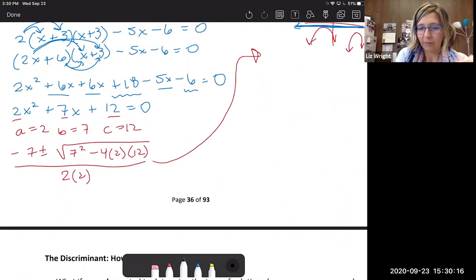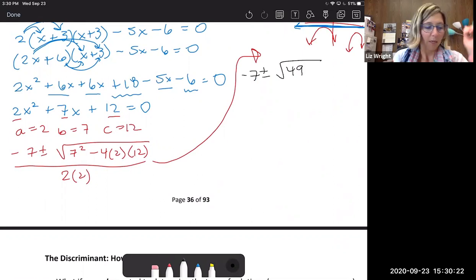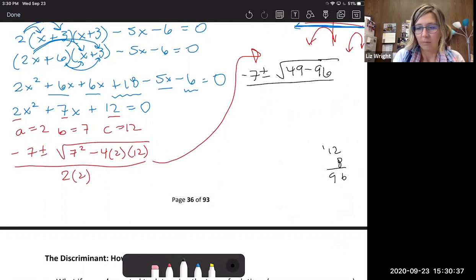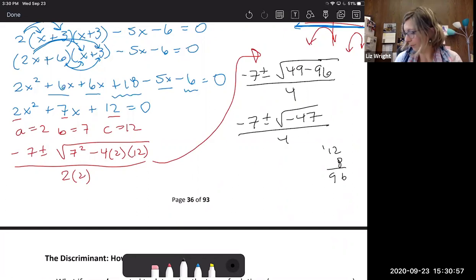So then we've got negative 7 plus or minus. We've got 49. What does the other number end up being? We've got 8 times 12. Okay, that's 96. Minus 96. And then we're putting that over 4. And then what does that end up being? Negative 47. So if I think about 96 minus 50, that'd be 46, 47. Okay, so negative 47. So negative 7 plus or minus the square root of negative 47 all over 4.